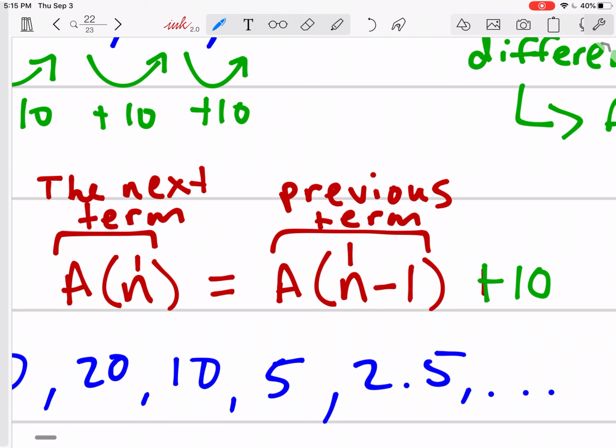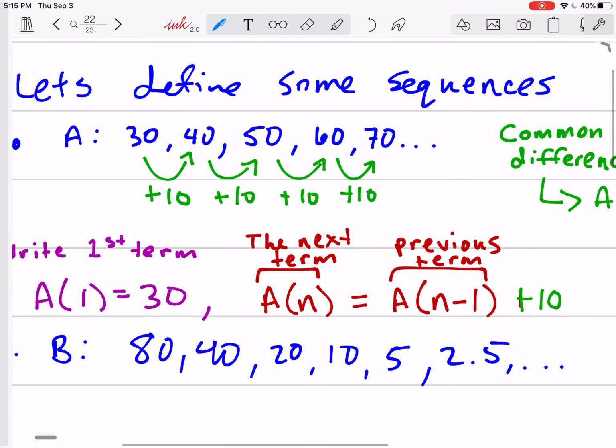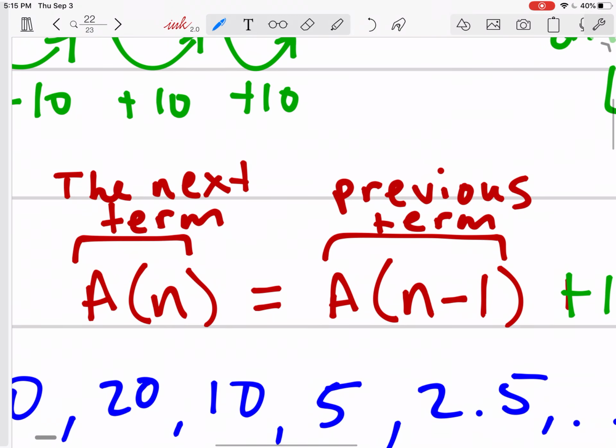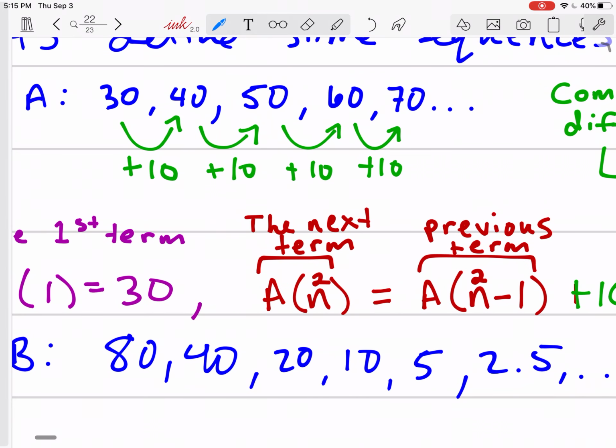And we don't have a term before the first term. There's no 0 term in this sequence, so that wouldn't make any sense. The first value that's possible for n is 2, because 2 minus 1 would give us 1. So it would be taking the first term plus 10 to get the second term.